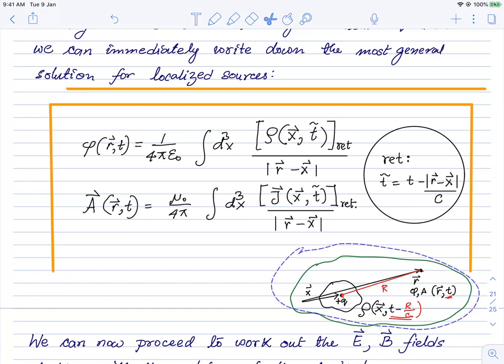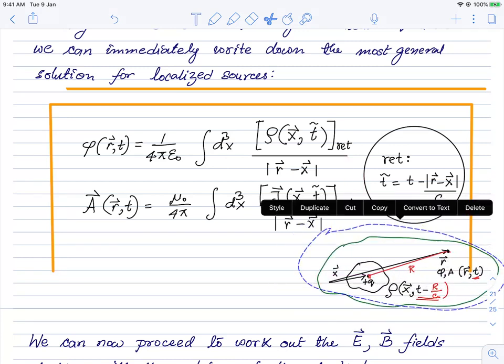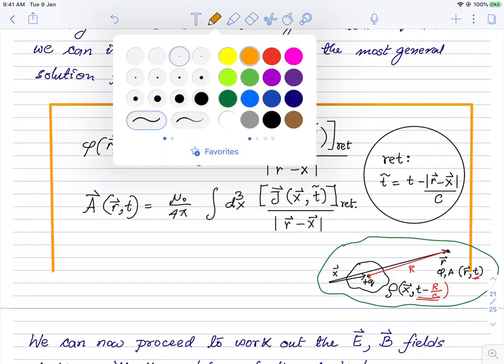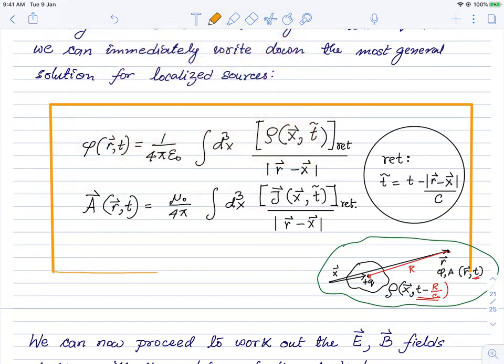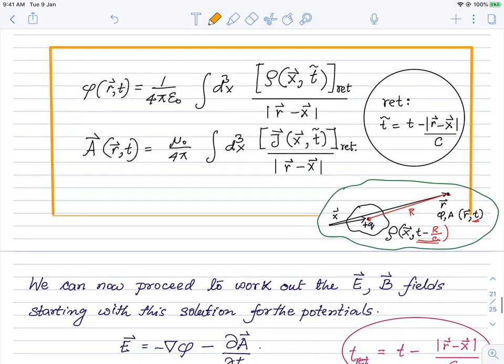All right, so I'll just place this figure on the same page. Right. Okay, so this is what we have here. These are the retarded solutions.